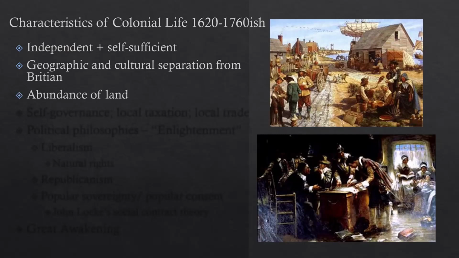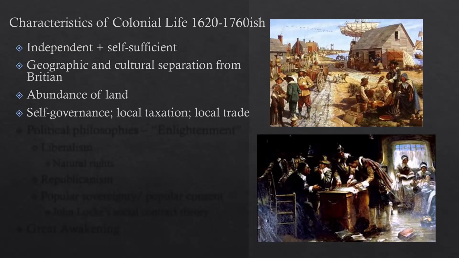And land was abundant. As far as they knew, it was infinite. Mapping of North America was certainly not complete. And so as far as they knew, they could settle miles and miles and miles west. It would just seem like it went on forever.